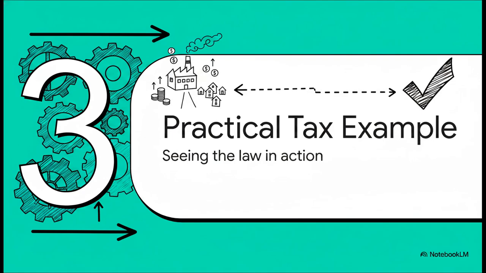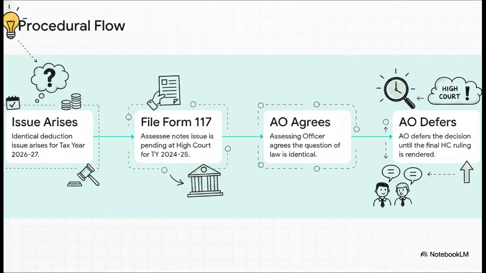Let's make this concrete. Section 3, a practical tax example. All right, imagine your client is facing scrutiny over a specific deduction for the new tax year 2026-27. Now, you know this exact same deduction was disallowed back in tax year 2024-25, but that older case is currently sitting pending before the High Court. So for Step 2, the assessee files the prescribed statutory form, Form 117. In Step 3, the assessing officer examines it and says, yep, the question of law is identical. Finally, in Step 4, instead of going through the whole grueling litigation process again, the AO just defers the decision. They literally just hit pause and wait to apply whatever the High Court eventually decides. It is a massive time and cost saver.